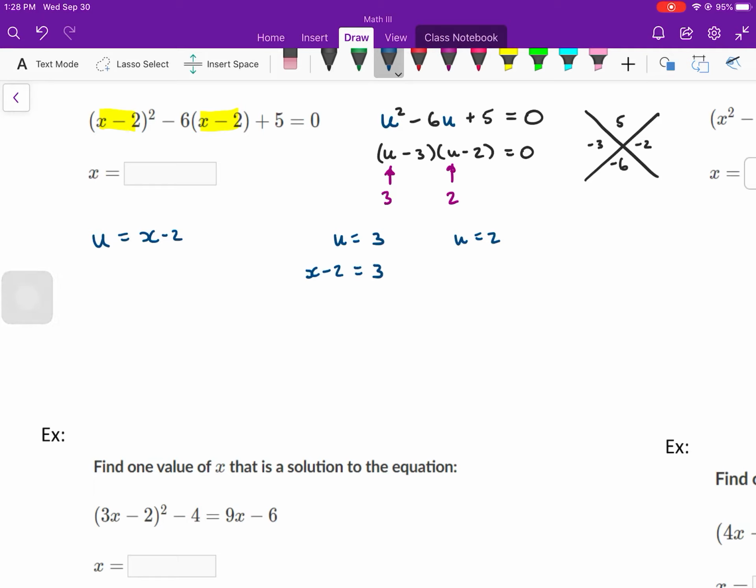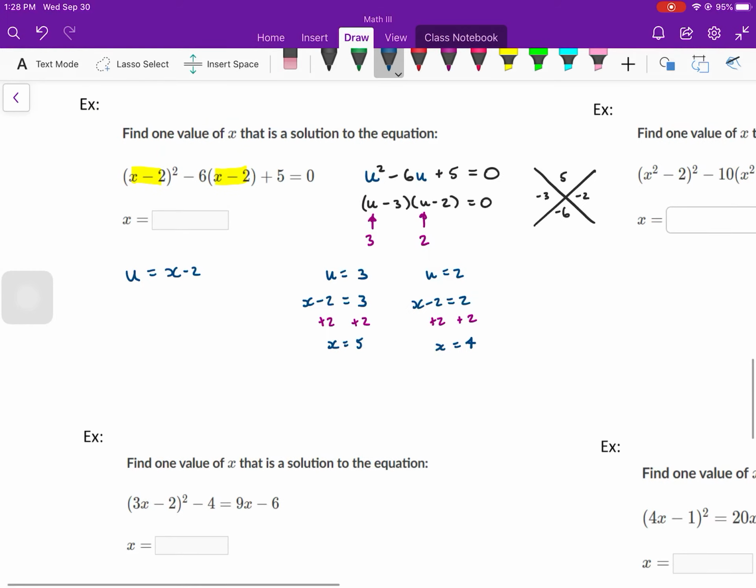So x minus 2 equals 3. x minus 2 equals 2. And then if we solve for x, not u, it's x now. x equals 5 and x equals 4. I think we just have to find one of the values, so it'd be 5. And worst case, you could put this into Desmos. Once again, find out what your solution is, and that'd be a quick and easy way.